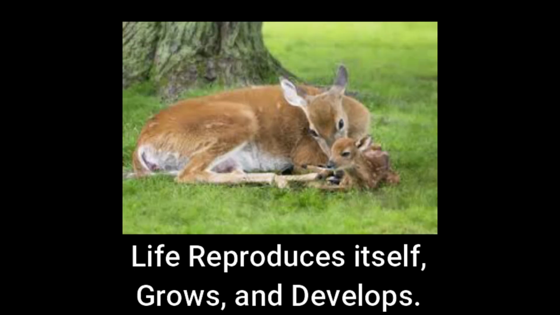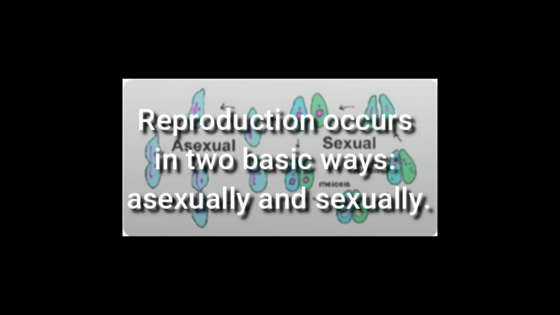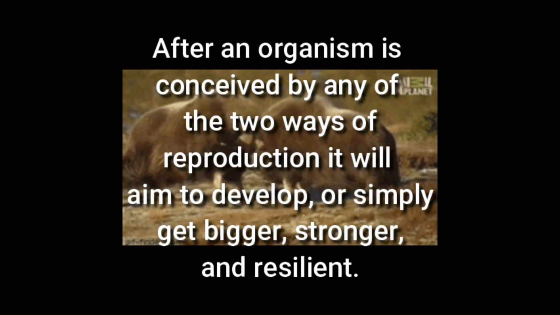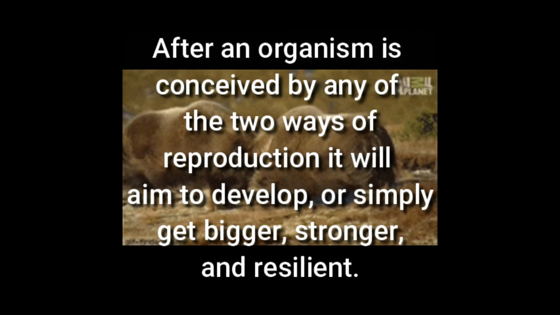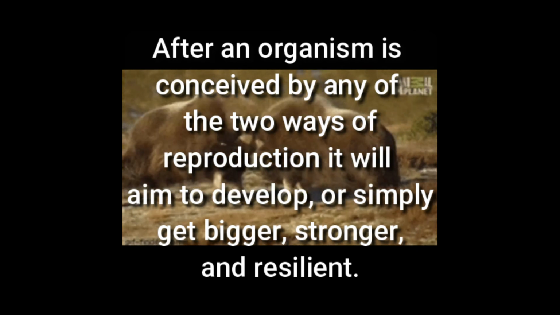Now let's talk about how life reproduces itself, grows, and develops. Organisms reproduce, making other individuals like themselves. Reproduction transmits DNA from generation to generation. Reproduction occurs in 2 basic ways, asexually and sexually. After an organism is conceived by either of the 2 ways of reproduction, it will aim to develop, or simply get bigger, stronger, and more resilient.